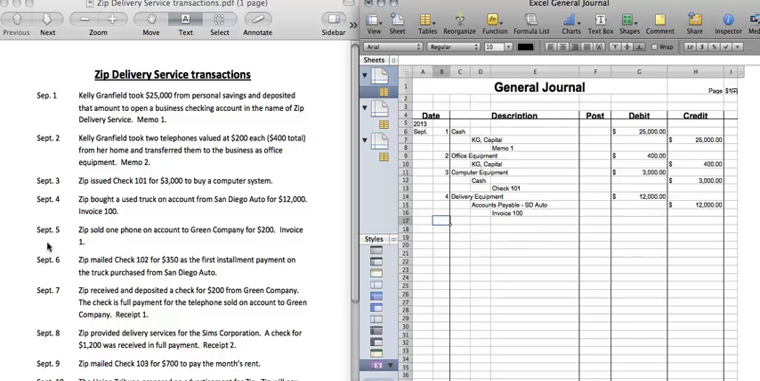On September 5th, Zip sold one phone on account to Green Company for $200.